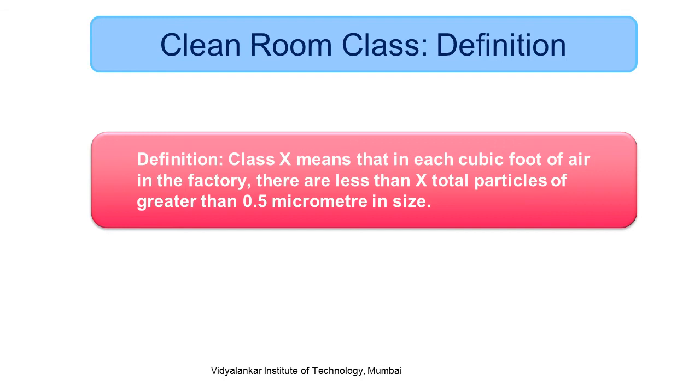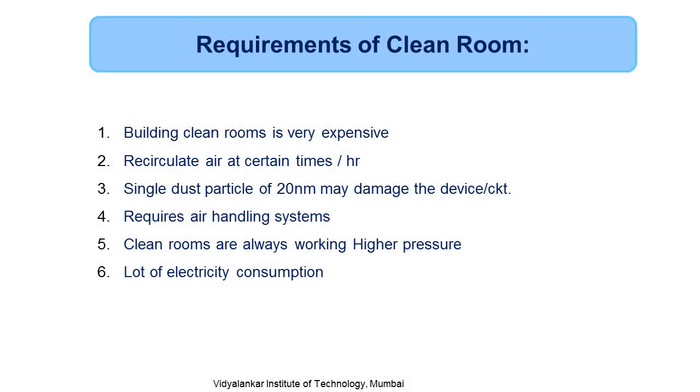You know that normally in hospitals also clean rooms are there, operation theaters, and these operation theaters are normally class 10,000 clean rooms. So Fab 32 is 1000 times cleaner than the hospital operation rooms. Now let us see the requirements of a clean room. Basically the first and foremost thing is that it is a very costly affair. Building a clean room is really very expensive, and therefore you will not find many foundries all over the world for the semiconductor plants.